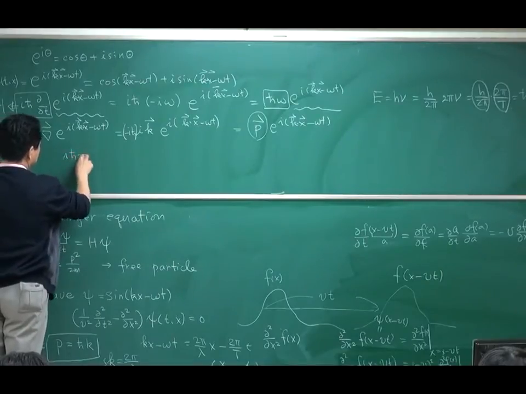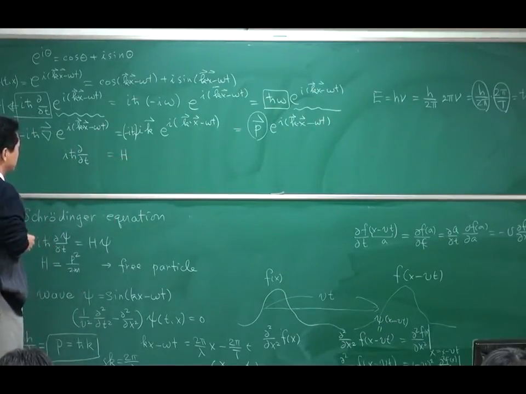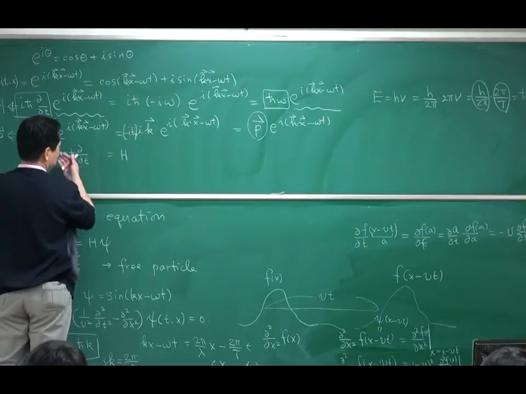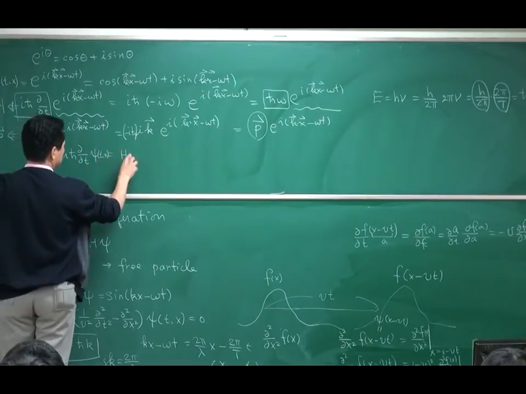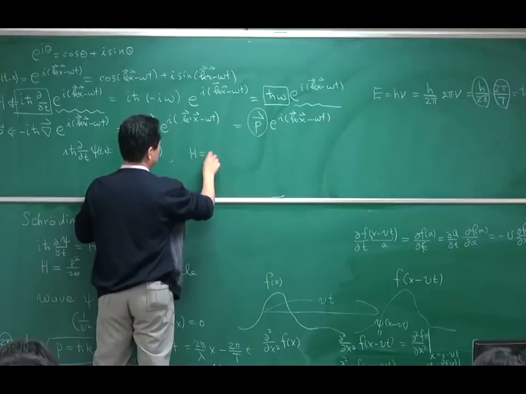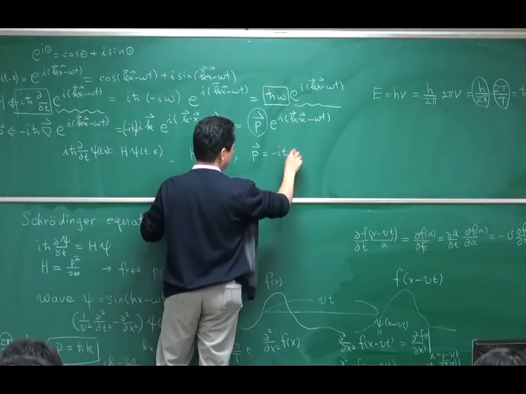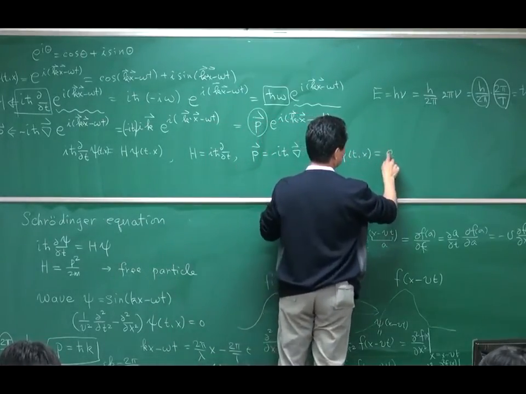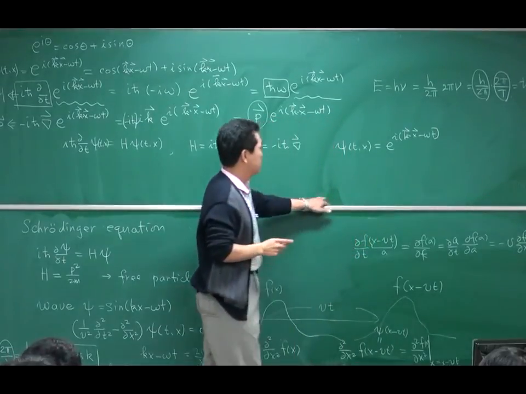Then what I get is, if I act this one on the wave function, what I get is energy, right? But this is an operator, so I have to put something for this operator to read the eigenvalue, that is the wave function. That's it. So the Hamiltonian is i h bar times the time derivative, and the momentum operator p is minus i h bar times the gradient. If you assume this is a free particle, okay?